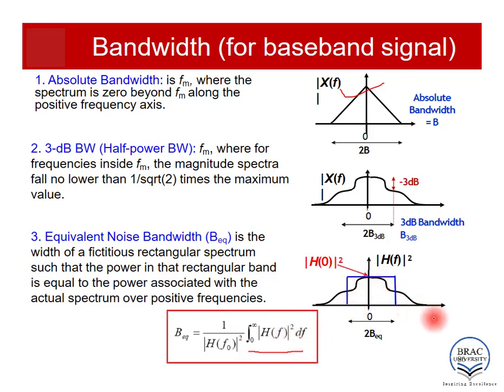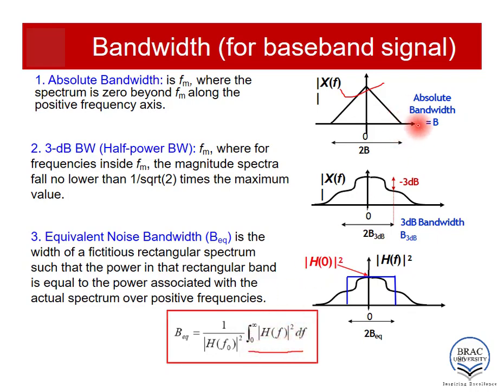H(f) is the frequency spectrum values. We have to take the square of the modulus of it and then integrate it from 0 to infinity. So let's say if we want to calculate the power of this frequency spectrum here, what we will do is determine the function of this frequency spectrum, that is H(f). Then we take the square of the modulus of it and integrate it from 0 to infinity.